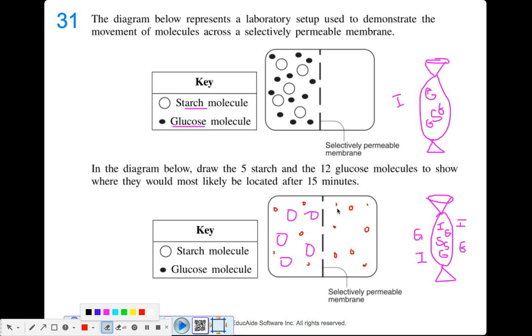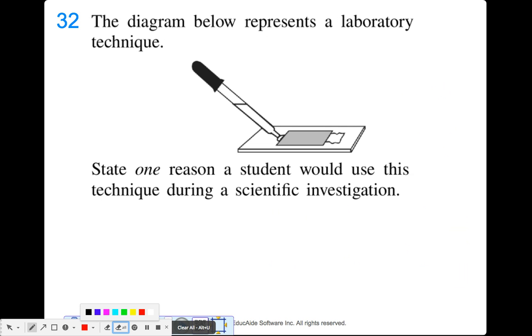In fact, to be really specific, maybe I should be really specific. 1, 2, 3, 4, 5, 6. I should really have 6 on each side. 1, 2, 3, 4, 5, 6. So it's starting with 12. It really should be equal. 6 on one side, 6 on the other side. I don't think I took off any points for it not being equal. I think I just looked for it being on both sides. But this is what it should look like. Glucose on both sides because it's small enough to diffuse through the membrane, but starch stays over there because it's too big. All right, you guys did a great job on this one.